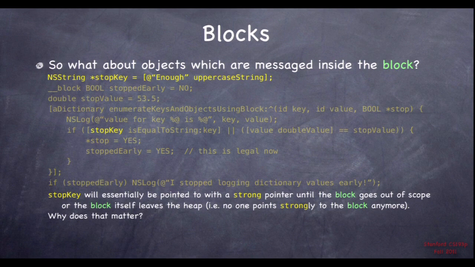And the problem is stop key is a local variable. So when this thing goes out of scope, no one would have a strong pointer to it, and it would normally get thrown out of the heap. So the key on this slide is that for objects that are referenced inside a block, the block keeps a strong pointer to them until the block goes away, until the block can't be run anymore. And you can see why this would be, right? That block might be running on another thread at some future time.